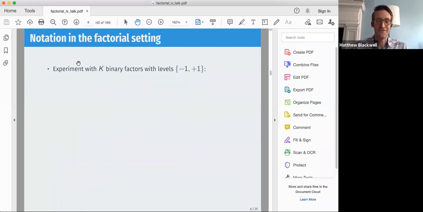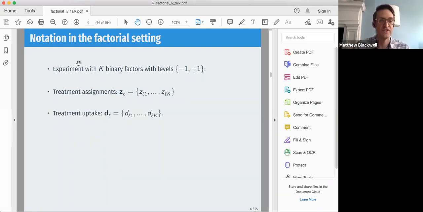In order to move to the factorial setting with arbitrary factors, things start to get messy notationally. I'll try to keep it as easy as possible today. Instead of 0/1 factors, we're going to have k binary factors with levels -1 and +1. This is a little different from what we're used to in political science, but it is the standard way people in the factorial design literature write their factors. Then we're going to have treatment assignments that are a k-length vector of how you're assigned to each one of those factors, and again a treatment uptake vector, which is whether or not you actually took each one of those factors. Both of these have 2^k possible values. There are 2^k possible ways that you could be assigned to treatment, and 2^k possible ways you could actually take up treatment.